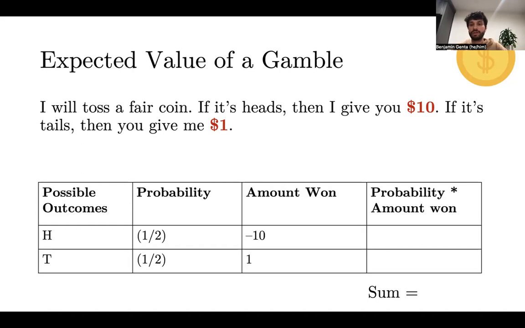And then one of the crucial steps is you multiply the probability times the amount won. So you multiply 1/2 times my -10, which is -5, and you multiply 1/2 times 1, which is just 1/2, or 0.5. And then you add these all together to get the sum, which is just the expected value of the gamble. So for this one, it's -4.5.